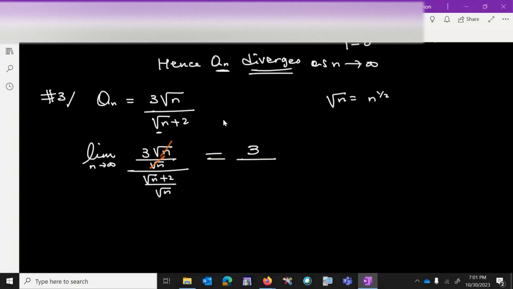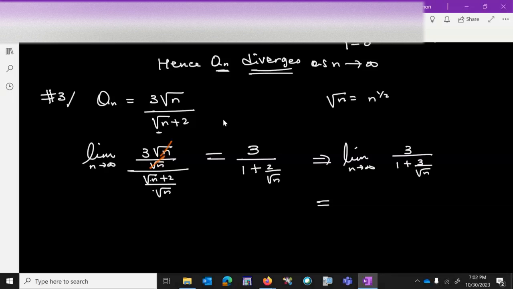So this is going to be what? Root n divided by root n is still 1, plus 2 over root n. What will happen now? This is finally the limit, as n approaches infinity, of 3 over 1 plus 2 over the square root of n. I cannot simplify further, so this is enough.